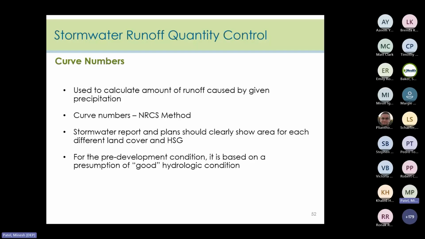Curve numbers are associated with the NRCS methodology and are used to calculate the amount of runoff caused by a specific amount of precipitation. The reviewer must be sure that the curve numbers correspond with each specific area based on land cover and hydrologic soil groups. The curve numbers are based on a presumption of good hydrologic condition, unless the design engineer provides evidence showing different conditions. Again, this was covered in Module 2.